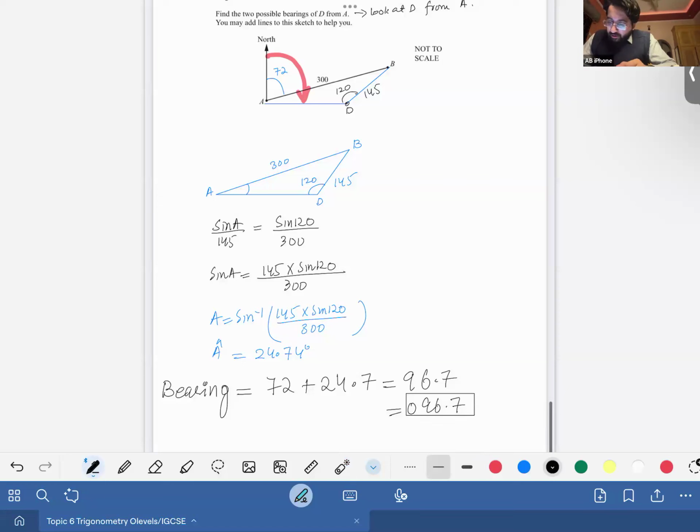Okay, this was case number 1. We got one bearing here. But what if this 120 degree angle can be upwards as well? Agree or not? Agree, Ramin? But this is north. I hope they copy all of you. This angle is, for example, 72 degrees. It was given in the question. And this triangle can be upwards as well. Do you agree with me or not?